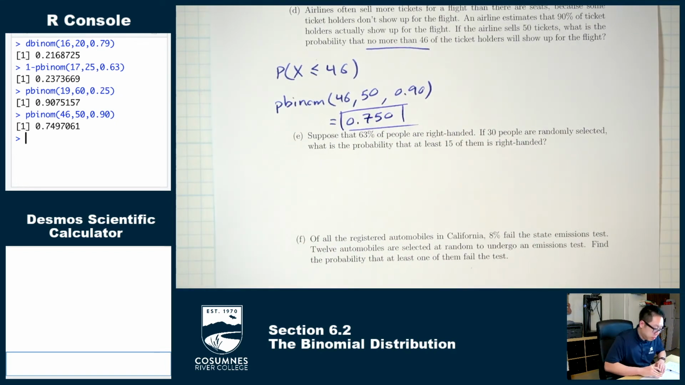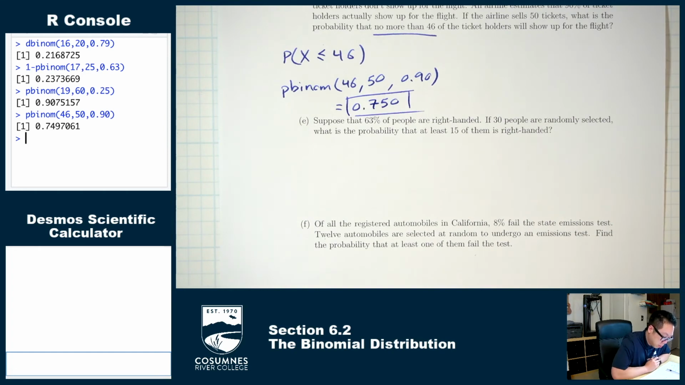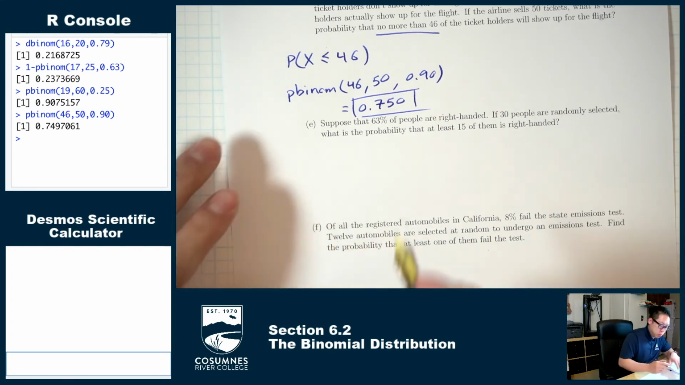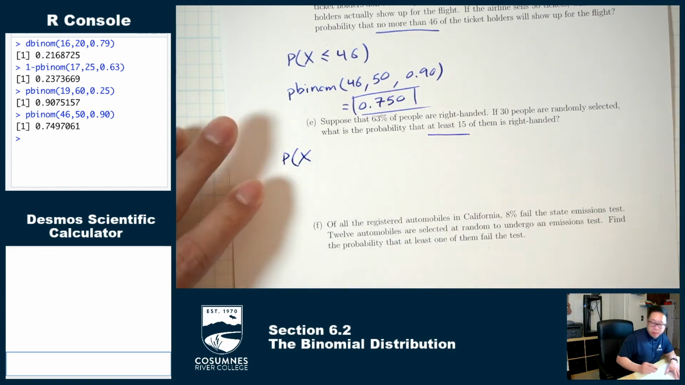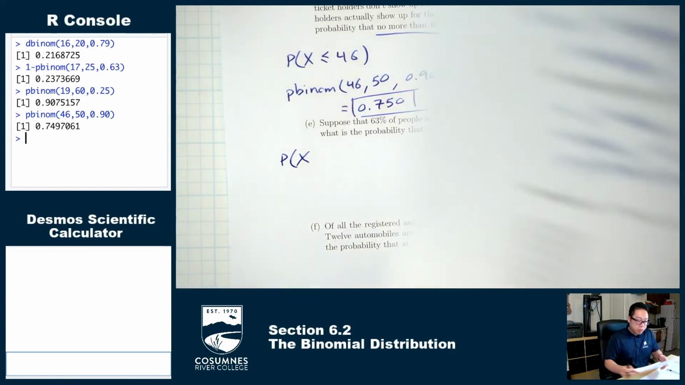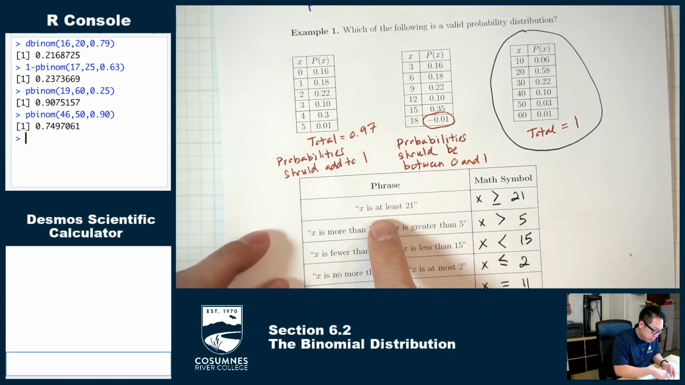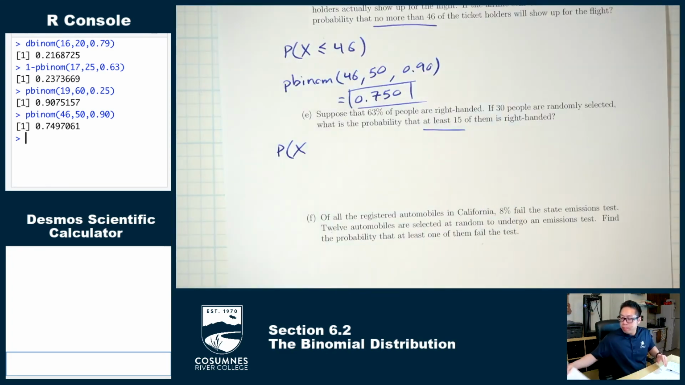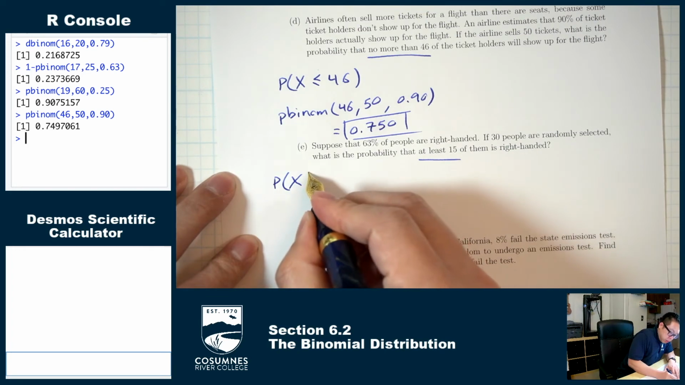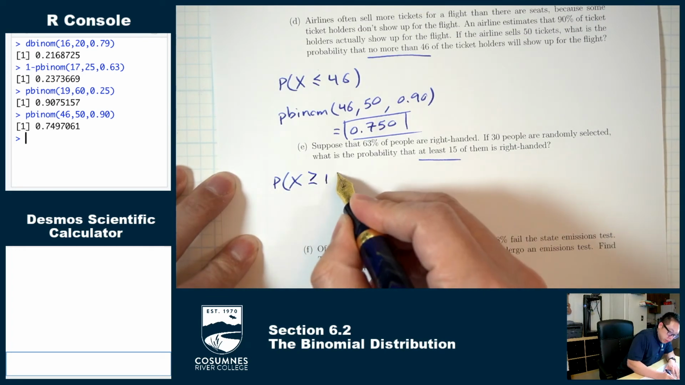Part E, suppose that 63% of people are right-handed. If 30 people are randomly selected, what's the probability that at least 15 of them are right-handed? Okay, so translated, this would be at least 15. At least 15 on my dictionary: at least is a greater than or equal to. Okay, so we're looking for greater than or equal to 15.